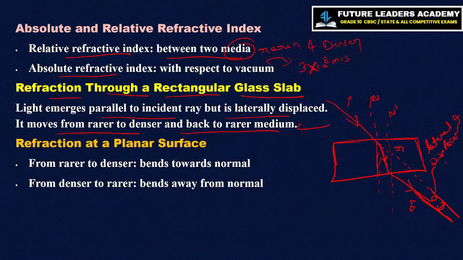So this is how the light ray travels. Just a rough diagram of this: rarer to denser, denser to rarer. This is how the light ray bends, and the emergent ray travels parallel to the incident ray. Okay, getting it?